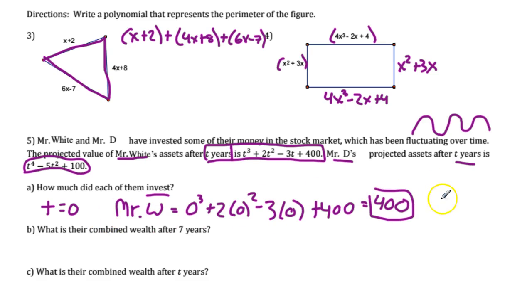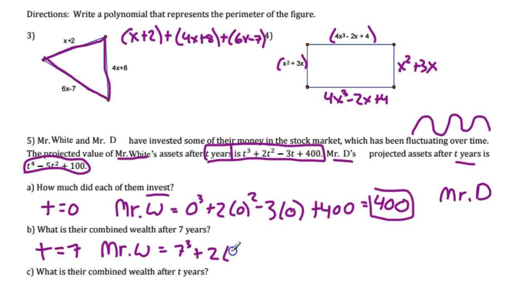All right, so you do Mr. White, you need to do Mr. D as well, right? Figure out how much I started with. Now, their combined wealth after 7 years, this is when t equals 7, right? So put in 7 for t, and then you have to simplify everything. I'll even get you started, right? Mr. White, and that's going to be 7 cubed plus 2 times 7 squared minus 3 times 7 plus 400. You can use a calculator, just figure out what this is, and then you add it to Mr. D, right? So it's going to be plus Mr. D, right? Whatever I have.